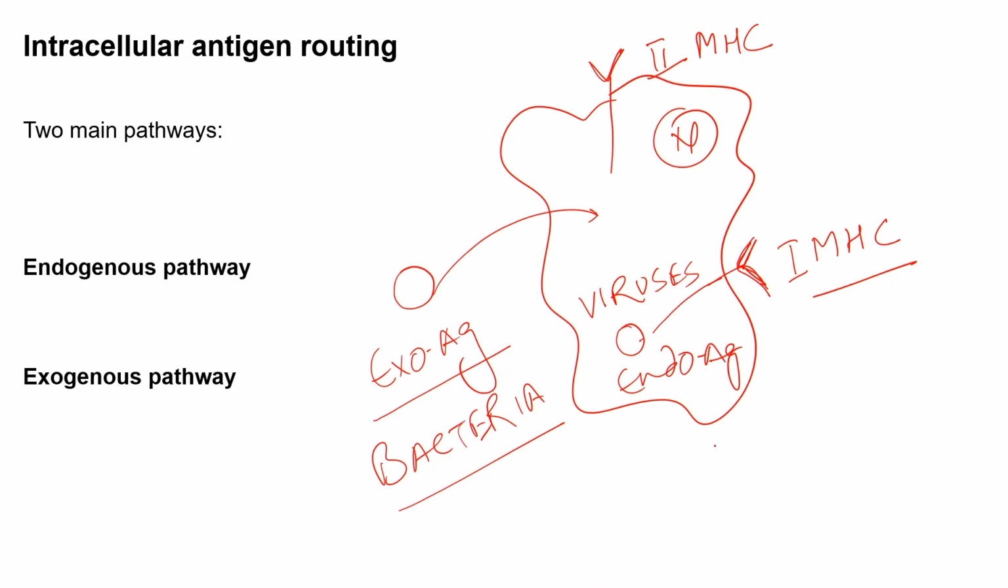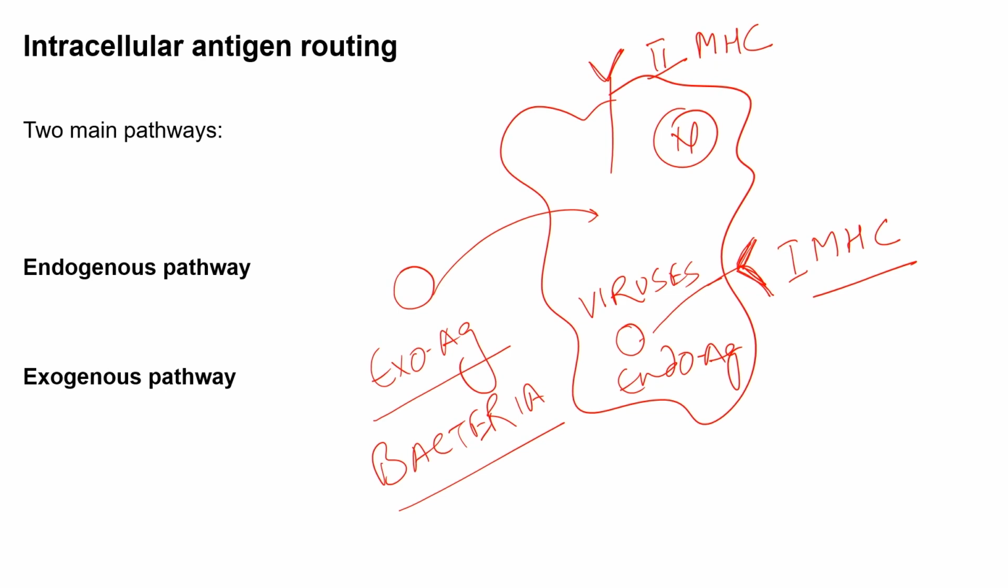So, remember, there are two ways antigens enter the cell, endogenous and exogenous, and there are two different ways these are presented to the immune cell. The endogenous antigens are presented by the MHC1 pathway, and exogenous antigens are presented through the MHC2 pathway. So, these are two distinct pathways, and we will go one by one.